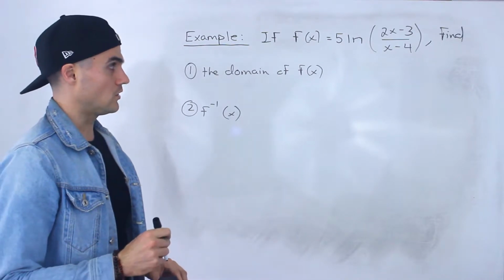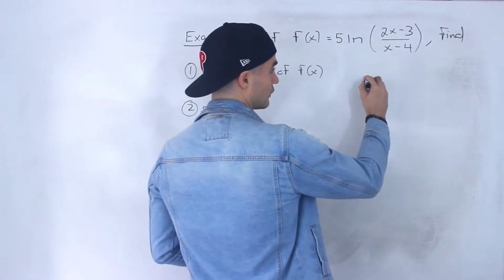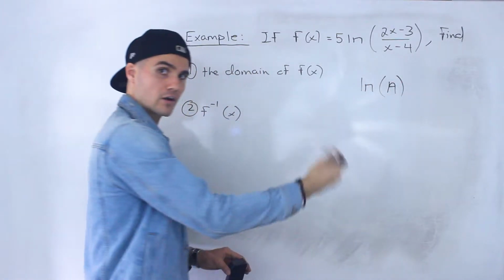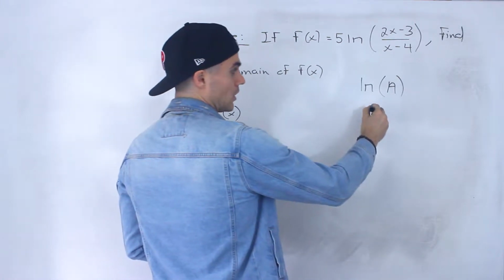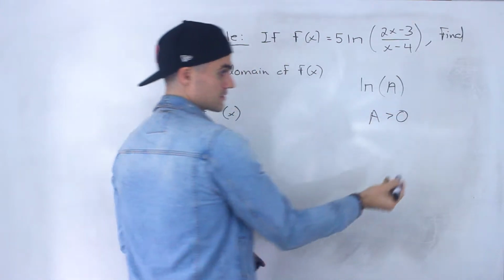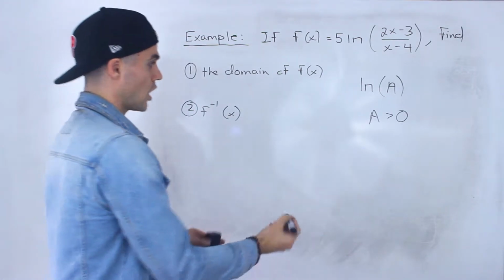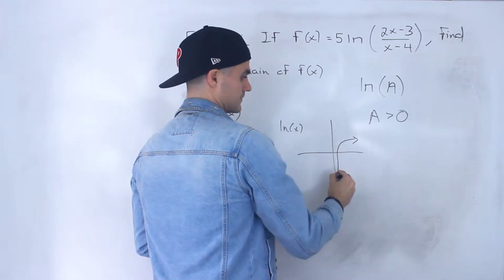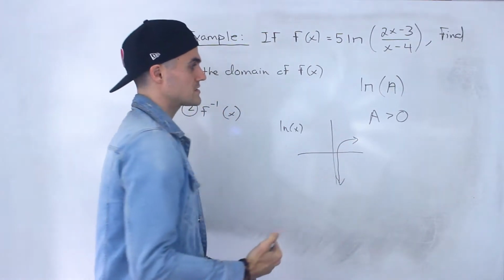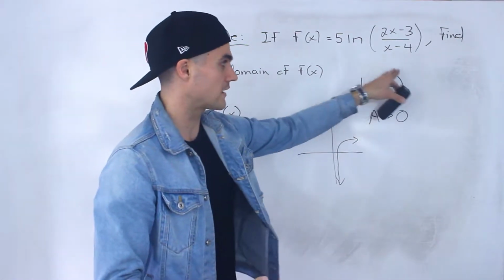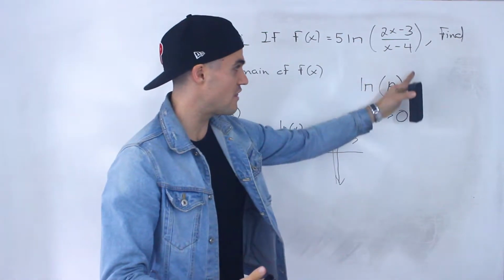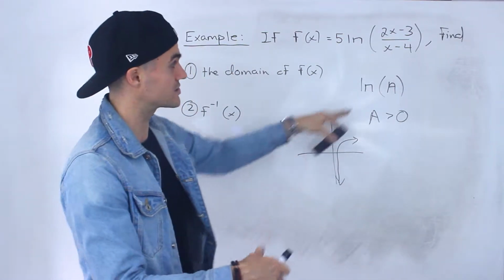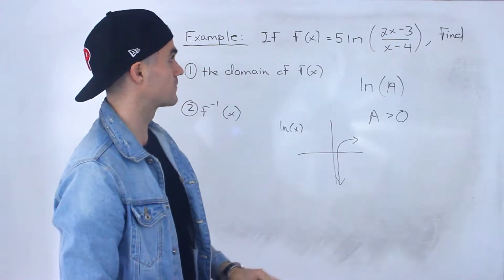Now, just in general, whenever we have ln of something, let's call it a, this could be a variable, it could be an expression. We know that that something, that expression, has to be greater than 0, always. We know ln of x looks like this. All the x values have to be greater than 0. And so whatever is in the brackets of a ln function has to be greater than 0, whether it's a single variable like this or an entire expression like this here.